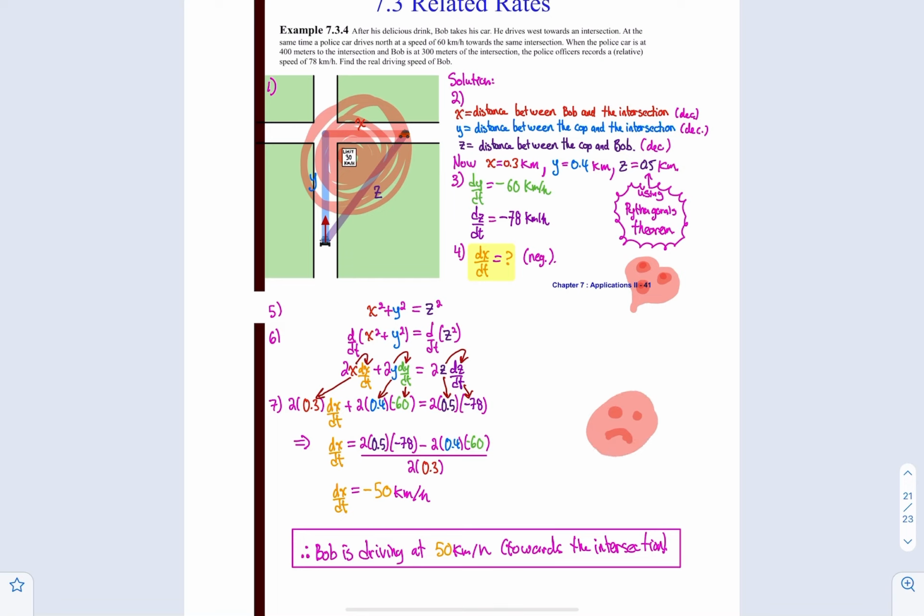Just a small remark here. Yes, I was above the speeding limit because I was driving at 50, but the cop was driving at 60. Okay, so don't trust the police.